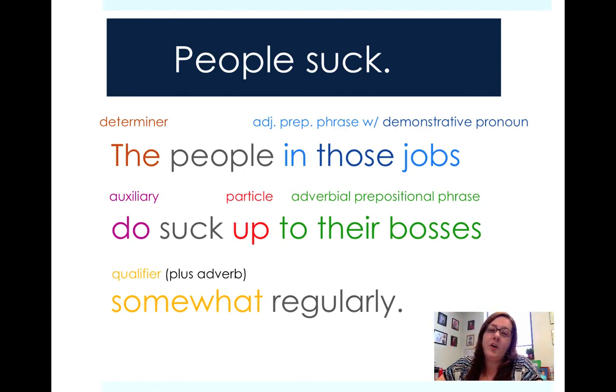So I added a determiner, the people. Which people, which ones? The people in those jobs. And I put my demonstrative pronoun inside my adjectival prepositional phrase. Then I added an auxiliary. The people in those jobs do suck. And they don't just suck, they suck up. What a perfect particle. My adverbial prepositional phrase, how do they suck up? They suck up to their bosses.